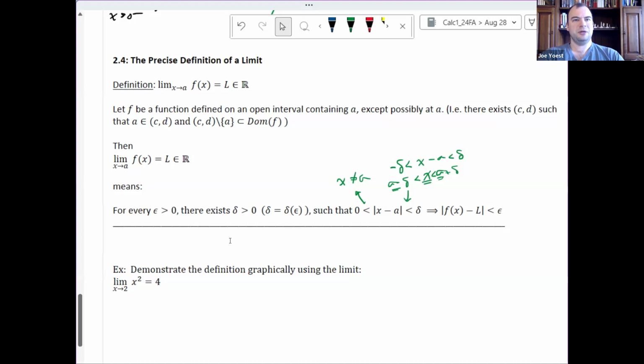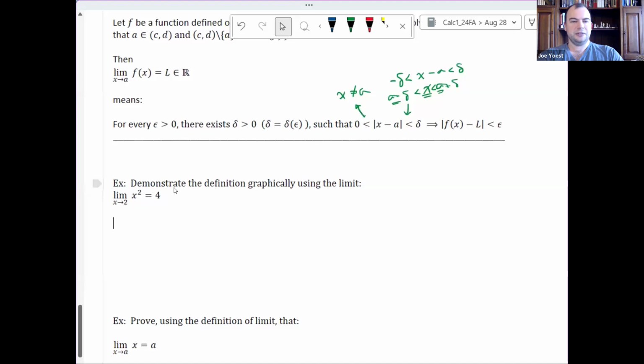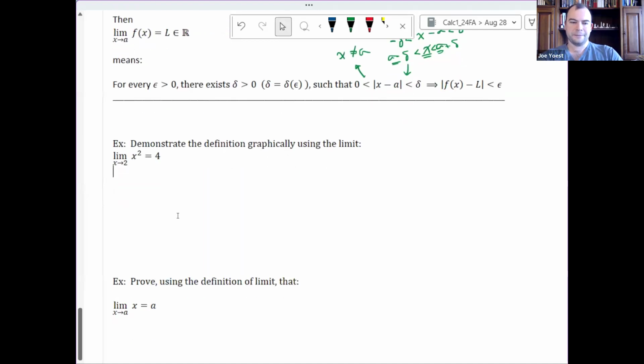We're going to start maybe one step back from that, and we're going to illustrate the definition of a limit graphically. And we're going to use this as the limit that we'll work with: limit x goes to 2 of x squared equals 4.